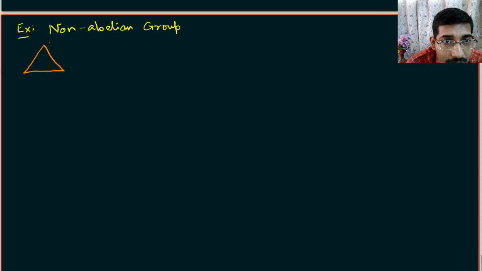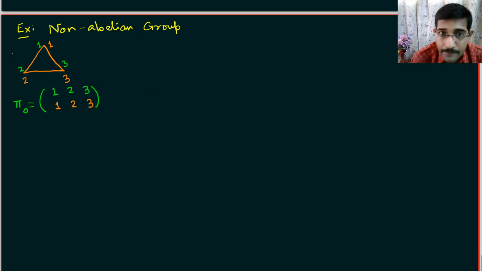So let's say this is position 1, this is position 2, and this is position 3. Now I have points which are at the same position initially. So therefore I write this matrix pi 0 as where these points 1, 2, 3 lie. 1 lies in position 1, 2 goes in position 2, 3 goes in position 3.